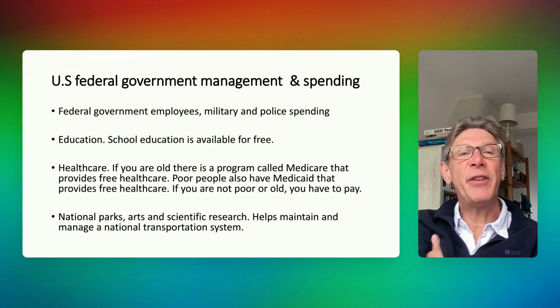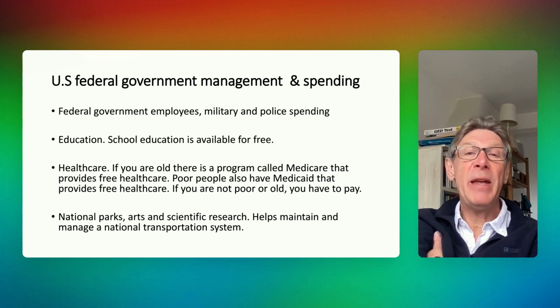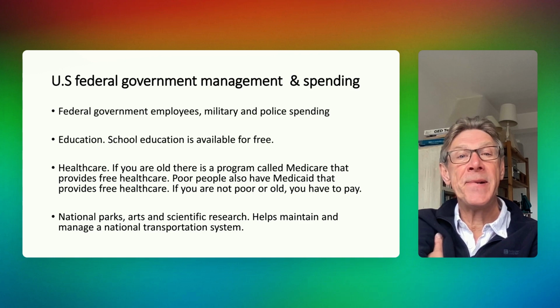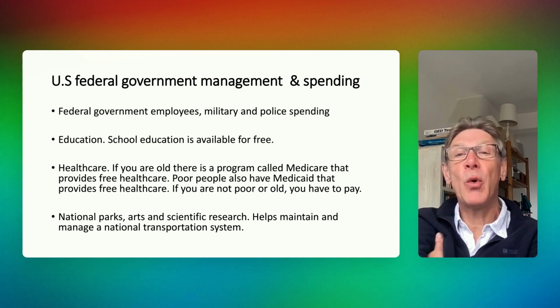In the US, healthcare is not free for everyone, but for a lot of people it is. There's a program for elderly people called Medicare that provides free healthcare. Poor people also have something called Medicaid, which also provides free healthcare. But if you're not poor or old, or if you are poor and old, but for some reason you don't qualify for Medicare or Medicaid, you have to pay.